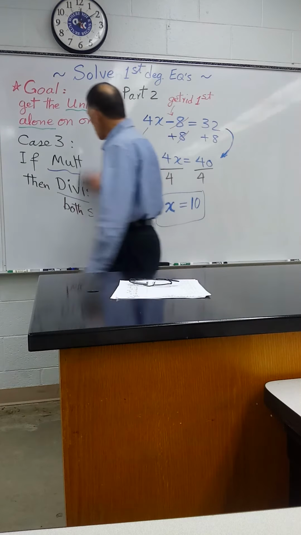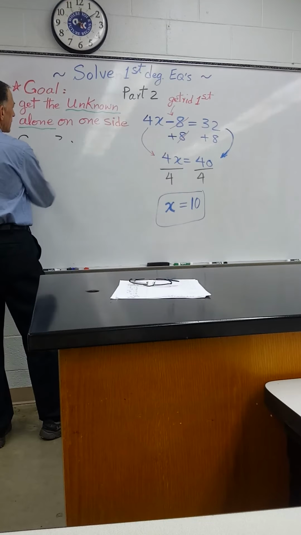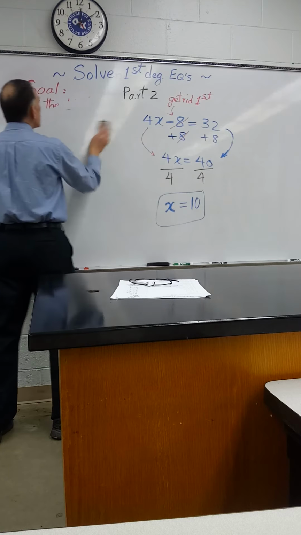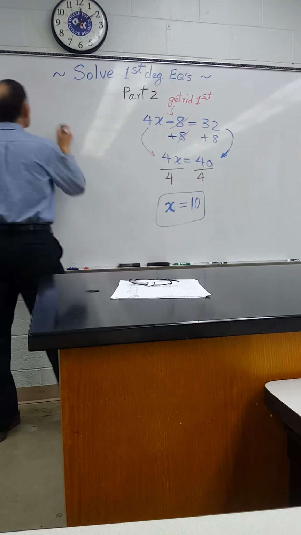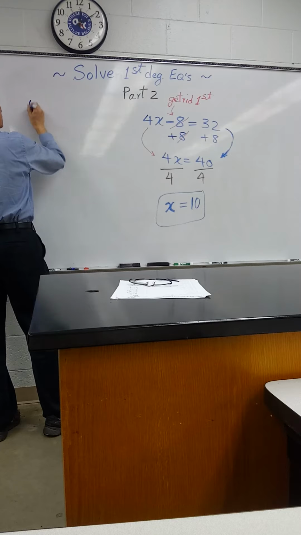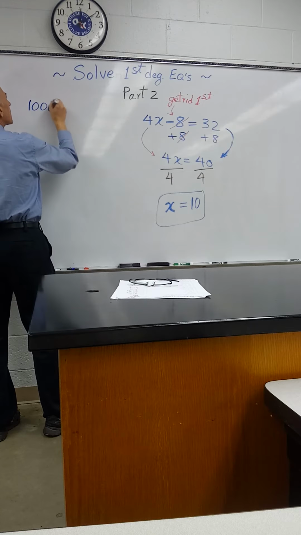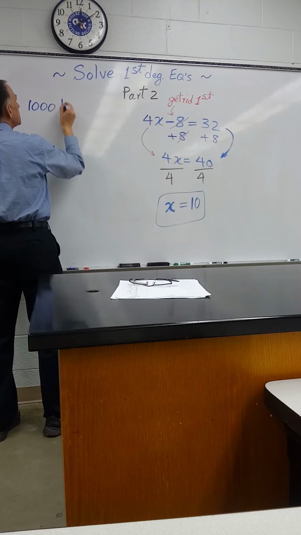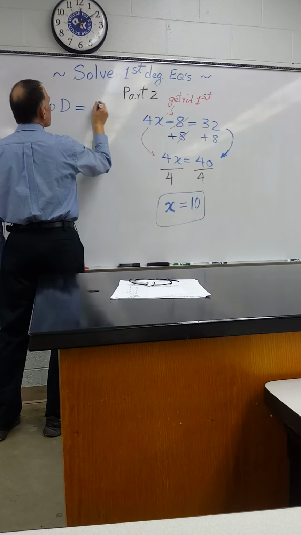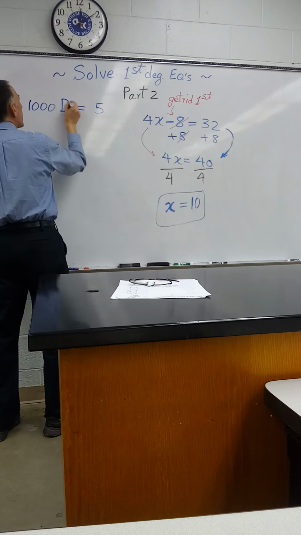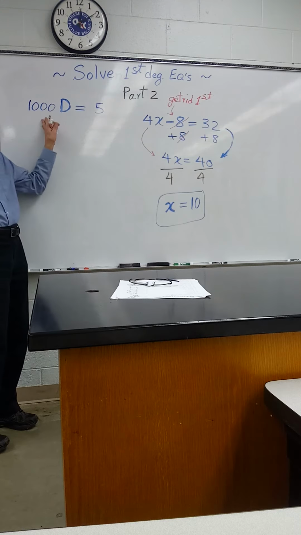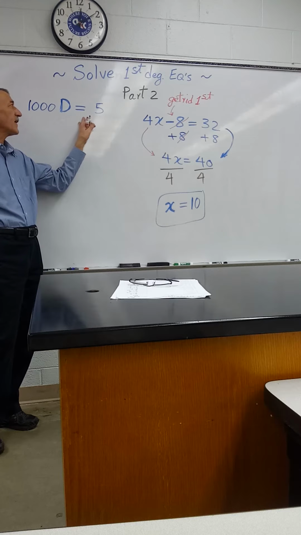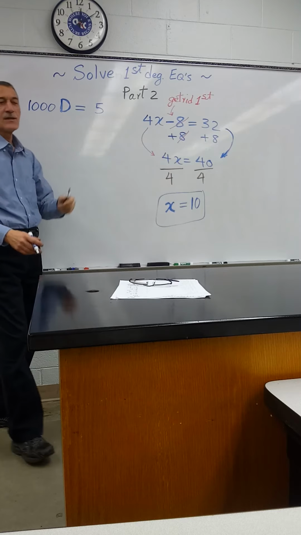Alright, now let's look at some situation that gives you a crazy number. What if it gives you a crazy number? For example, let's say we have 1,000 D equal to 5. And say, wait a minute, that's a big number. 1,000 D equal to 5, and you're supposed to solve for D.